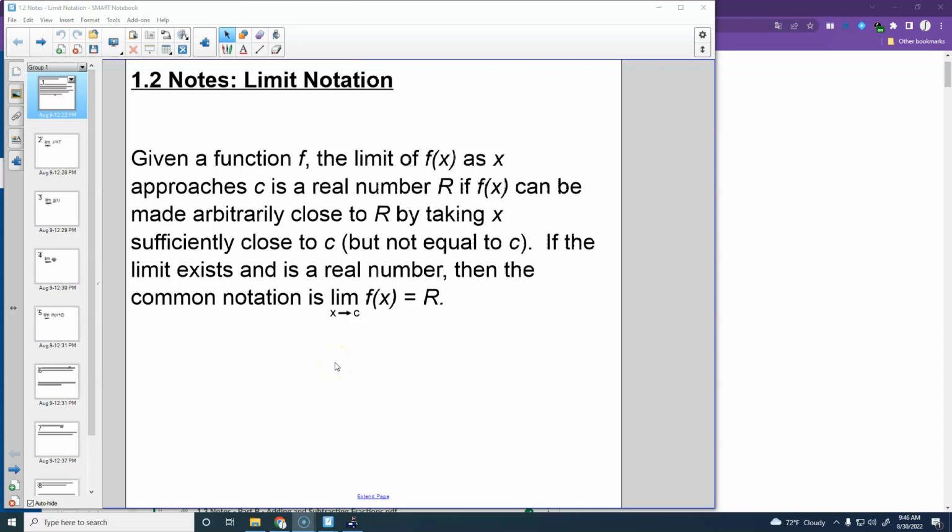of x as x approaches c is a real number, or if f of x can be made arbitrarily close to r by taking x sufficiently close to c but not equal to c. If the limit exists and is a real number, then the common notation is limit as x approaches c of f of x equals r. Alright, this sounds very complicated. This is actually the informal definition of a limit. The formal definition is way worse, but thankfully we don't have to look at it.